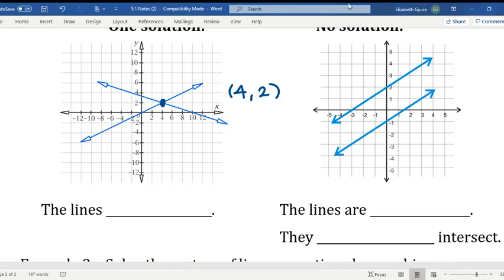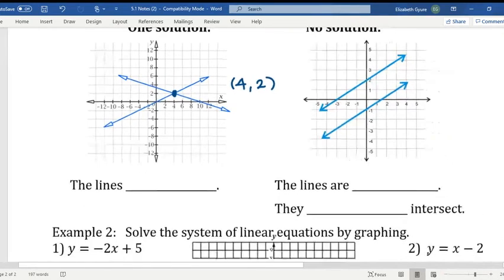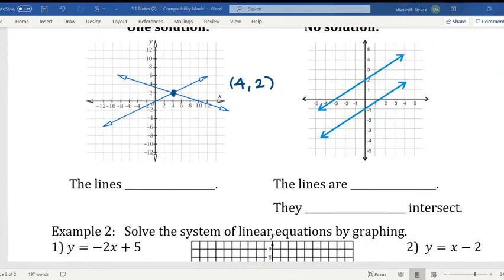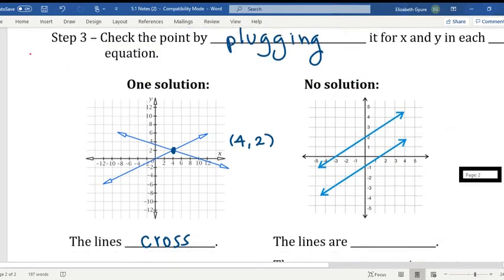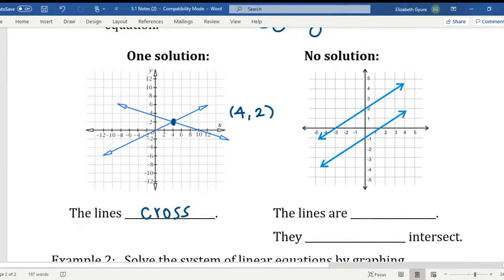Okay. So don't these two lines cross at the point 4, 2? So that's their solution. Okay. So that's one scenario. That's when the lines cross. Okay, so if the lines cross or intersect, you guys didn't seem to like the word intersect, so I wrote cross. If the lines cross, then there is one solution. It's a point.